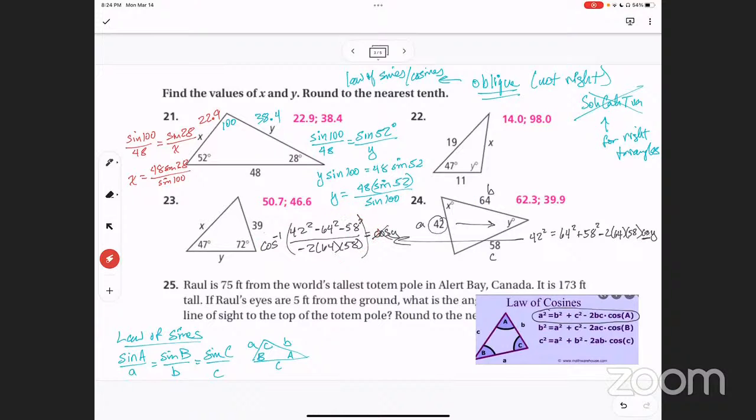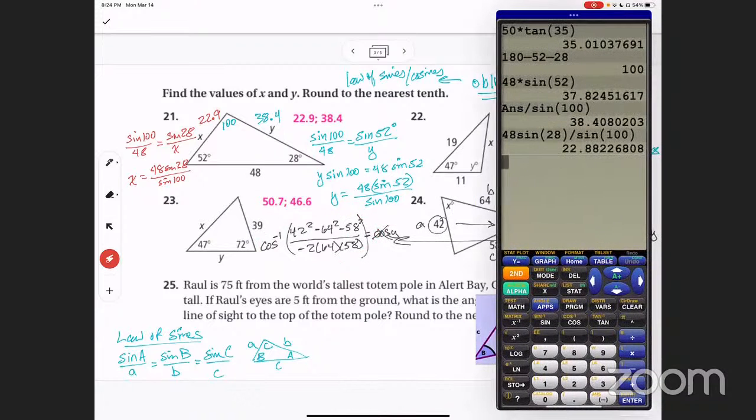But watch, you can actually plug that in exactly how you see it. So I'm going to type cosine inverse, and then I'm going to put parentheses around the top: 42 squared minus 64 squared minus 58 squared. So that's my numerator. Divided by, I'm going to put parentheses around this to make sure they all stay together: -2 times 64 times 58.